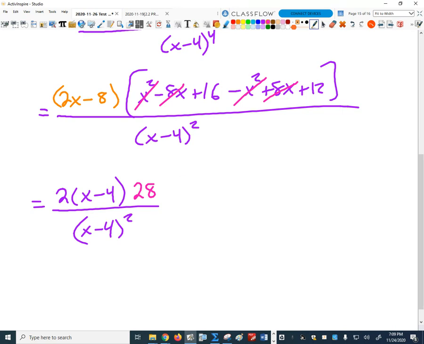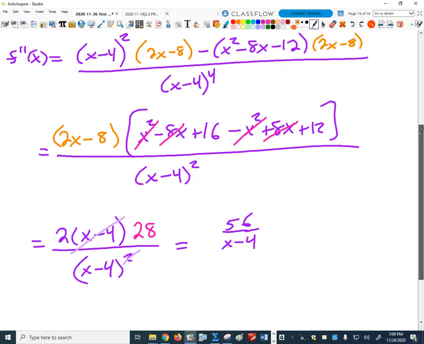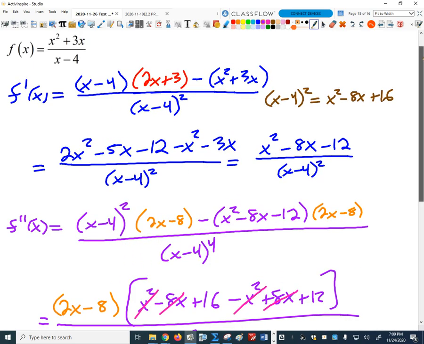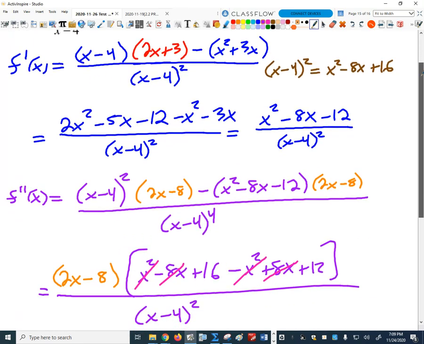So we can cancel a factor of x minus 4 top and bottom, and we get our final answer, 56 over x minus 4 cubed. Okay, does that look right? I think so.